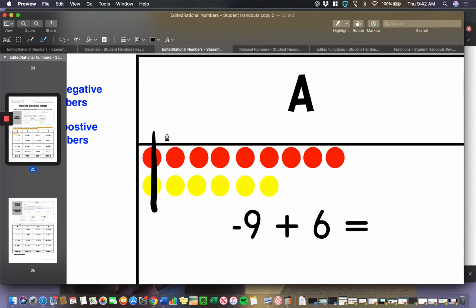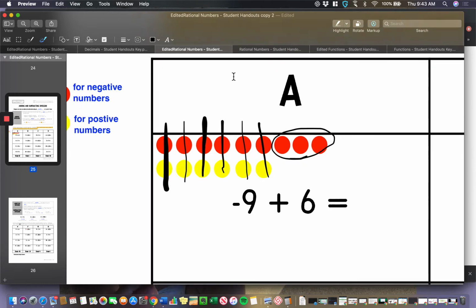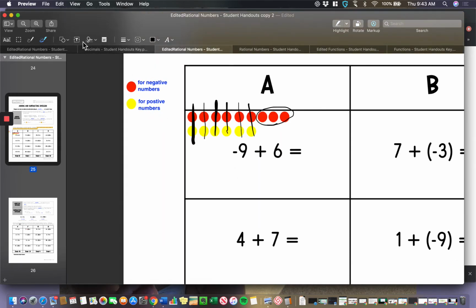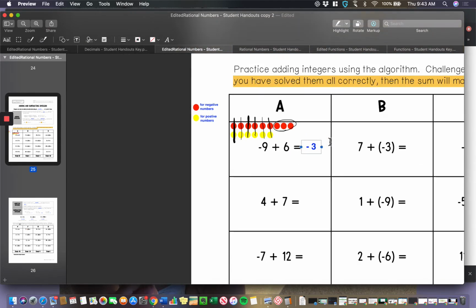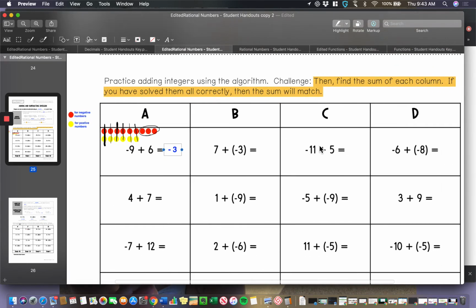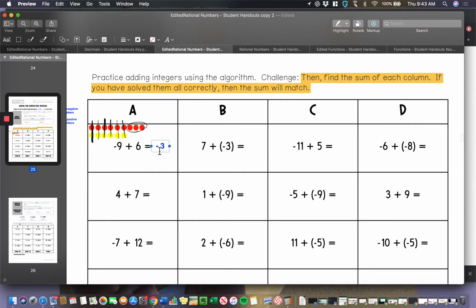Alright, so these go away, and so on. Every time you have a pair, you can cross it out. Now whatever you're left with will be your answer. So my answer for this one is going to be negative 3. And why is it negative 3? Because all I had left were 3 negative counters. Okay? Fairly simple process for you to do with the counters.